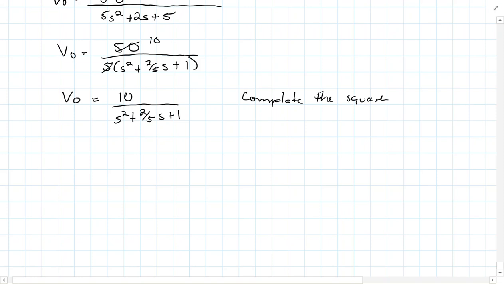And to remind you how you complete the square, we've talked about this once before, you look at b over 2 squared, which would be 2 over 2 times 5 squared, which would be 1 over 25.